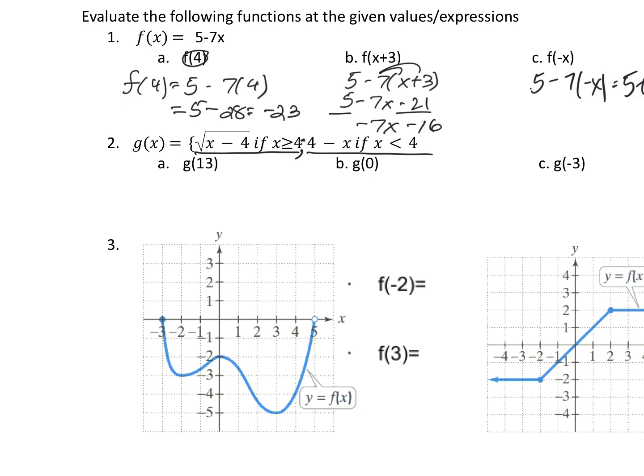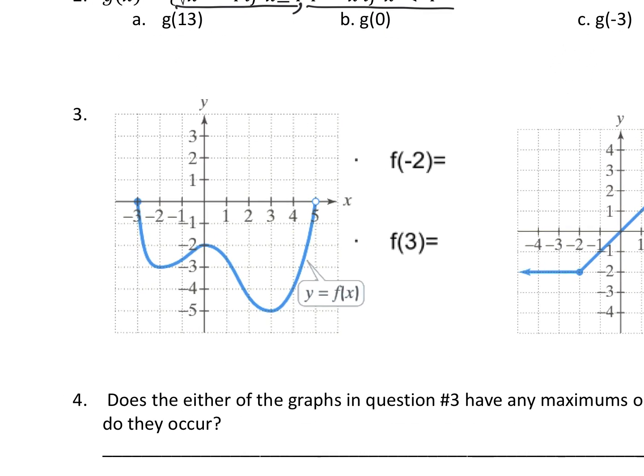Okay, so moving on to reading graphs. So remember, graphs have different characteristics. So this one here, f of negative 2, means I'm going to look at negative 2 on the x-axis, and I'm going to find my y-coordinate that corresponds. And f at 3, same thing as well, negative 5. Okay?